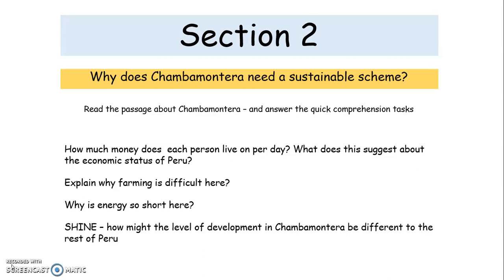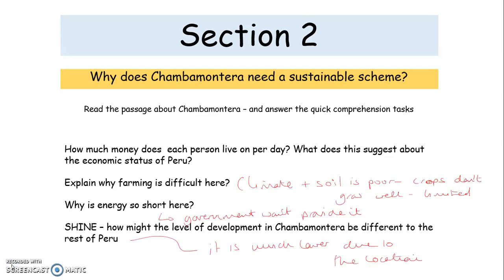element of this is that Chambamontera is not in the same level of development as those people that live in Lima. I mean, Peru is not a very developed country as it is, but areas like Chambamontera are even less developed. Okay, there's a massive division within the country. So what I'd like you to do is have a quick go at those 3 comprehension questions. I'm going to pause the video. Right, so I've just scribbled a few answers down for you.